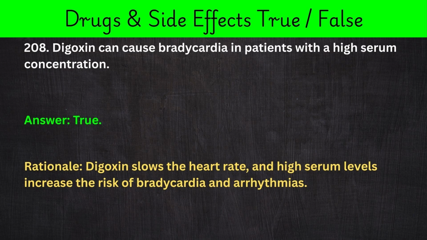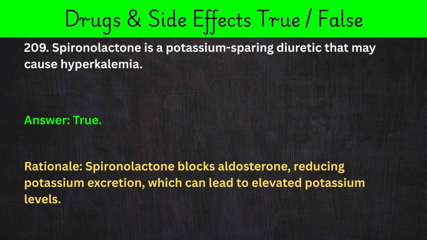Answer: true. Rationale: digoxin slows the heart rate, and high serum levels increase the risk of bradycardia and arrhythmias. 209. Spironolactone is a potassium-sparing diuretic that may cause hyperkalemia. Answer: true. Rationale: spironolactone blocks aldosterone, reducing potassium excretion, which can lead to elevated potassium levels.